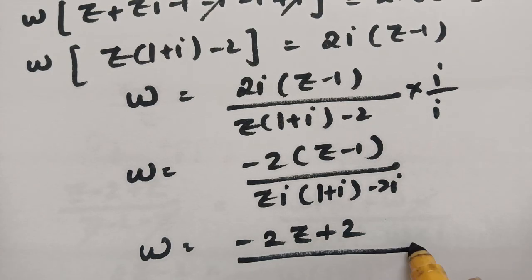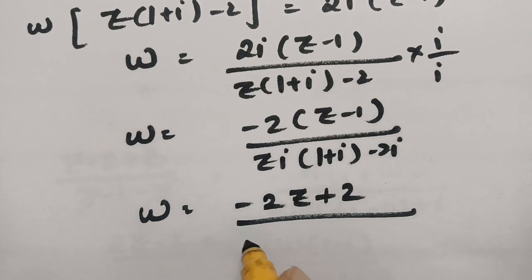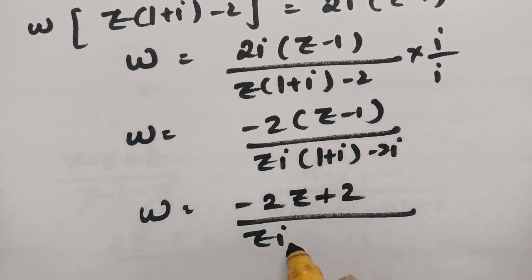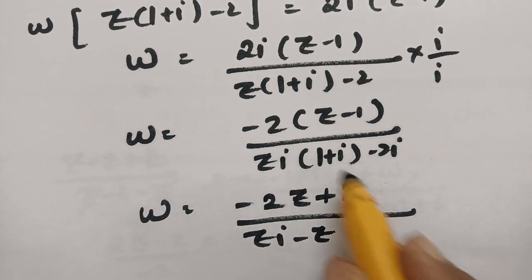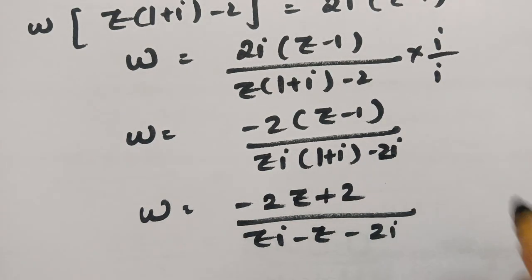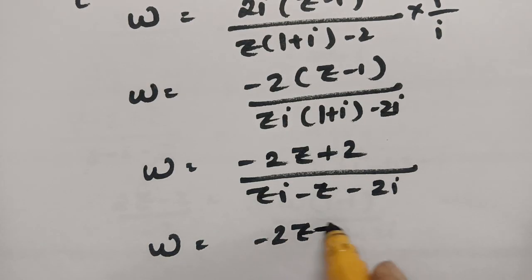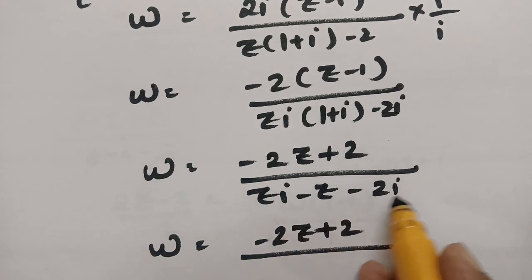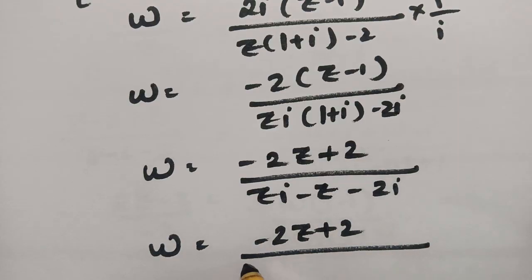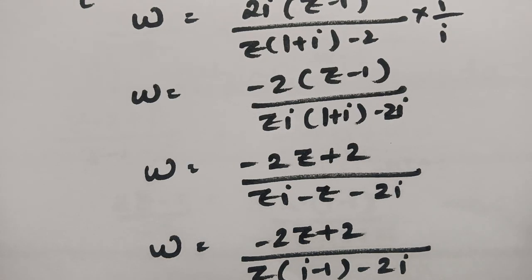So w value is equal to minus 2z plus 2 by, so if I multiply, so this will be zi, this will be zi, and this is minus z. So i square is minus 1. So this is 2 into i. Therefore, w value is equal to minus 2z plus 2 by, so here, if I take z common, this is i minus 1 minus 2i. So this is how we have to solve.